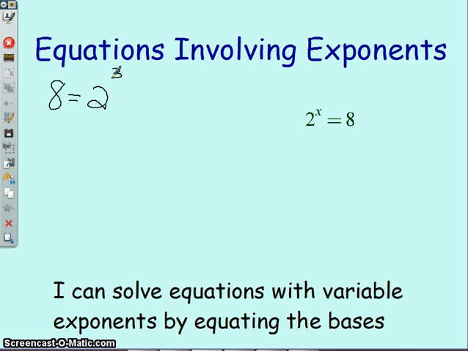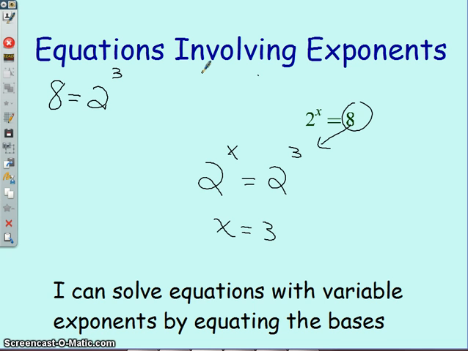So let's rewrite this whole equation. 2 to the x equals 2 to the 3rd power. All I did was take 8 and rewrite it as a number raised to a power. Well, if 2 to the x is equal to 2 to the 3rd, my bases are the same. I can say that the exponents then also have to be the same. So in this case, I'd say that x is simply equal to 3. Now, if we think about it, 2 raised to the 3rd power is 8. So x equals 3, that's a perfect solution.